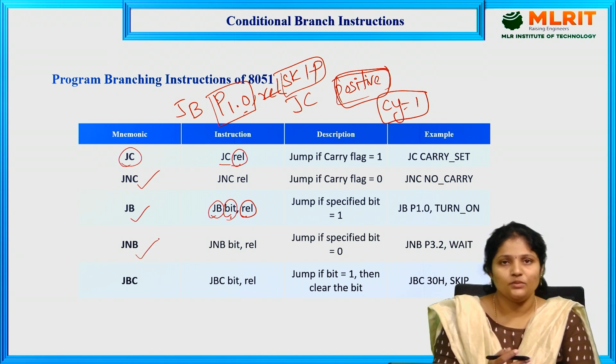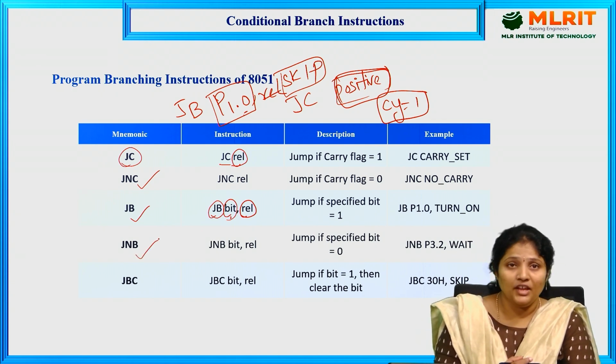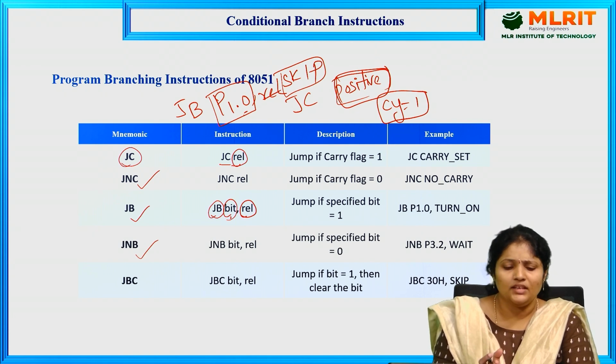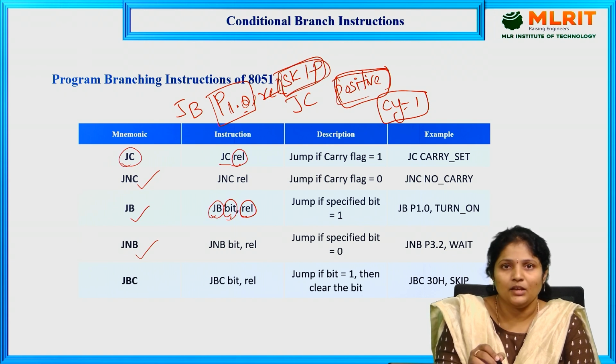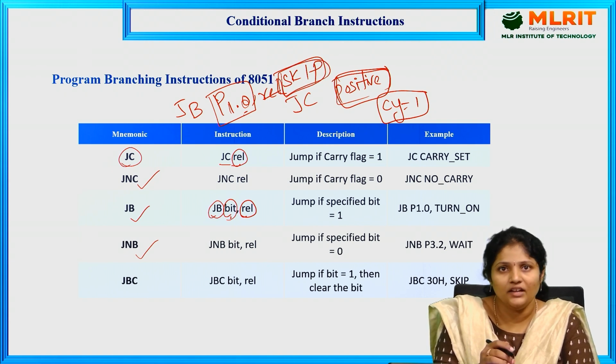So coming to the next one, the exact opposite: JNB, jump if no bit is there. The same process: if P1.0 is having 0, then only it will move to the skip address label. If not, the next instruction will get executed.